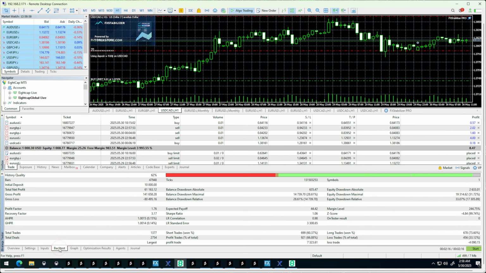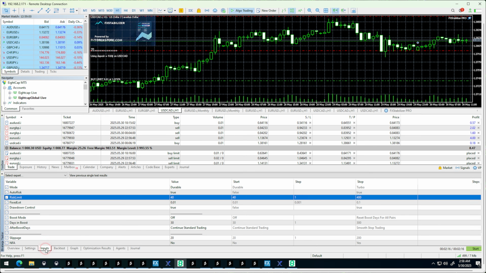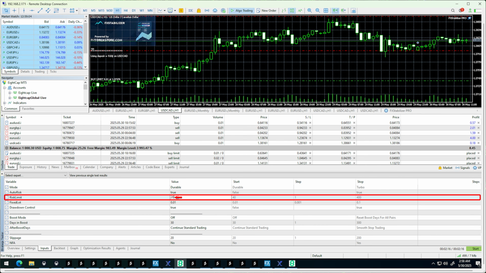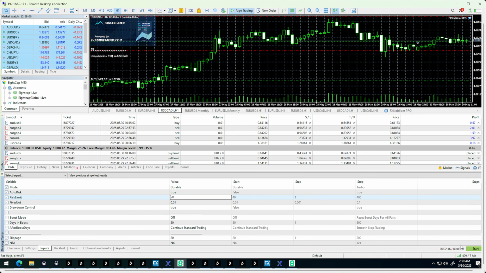Now we've done a variety of backtests. We have backtested it with 20 as a risk limit. I'll run the backtest very quickly now.